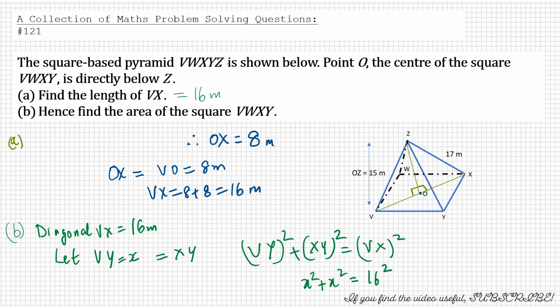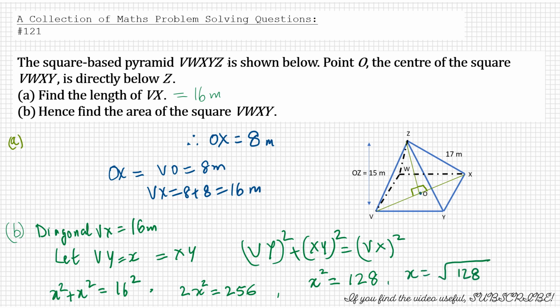So x square plus x square would give you 16 square, and that gives 2x square is 256, and x square is 128. So therefore x, we don't need to really find x, because x square is 128, which means that's the area. So the area of the square therefore is 128 meters square.